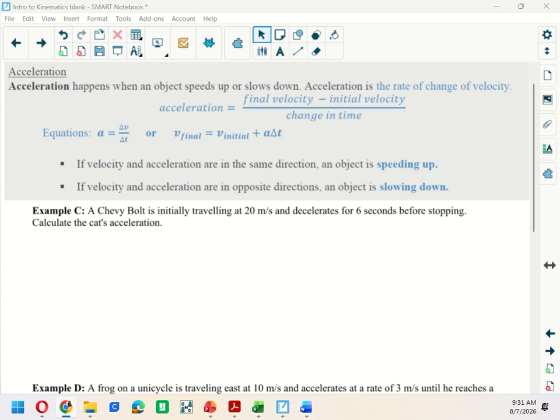All right. Okay. Now, I apologize. These notes that were given to me, this example does not match because it starts talking about a cat. A Chevy Bolt is initially traveling at 20 meters per second and decelerates for 6 seconds before stopping. Calculate the cat's acceleration. It's kind of weird, right? Anyway, disregard the fact that it's talking about a Chevy Bolt and a cat at the same time. Let's write down what we know. Every time we do one of these problems, that's how we start it.